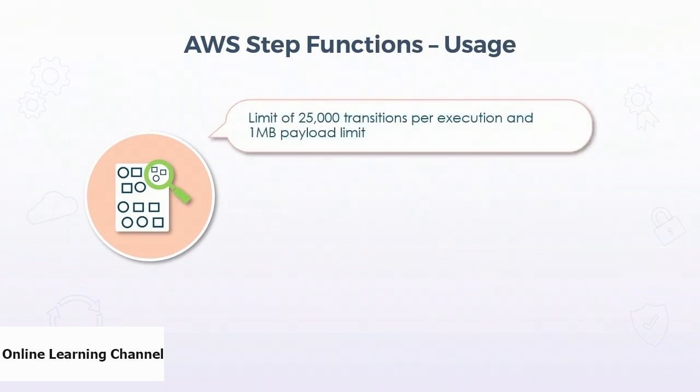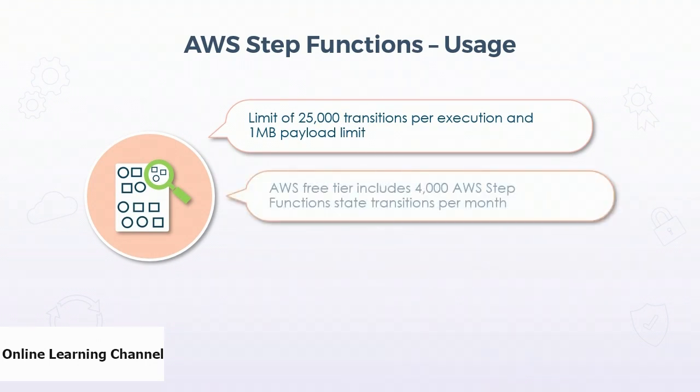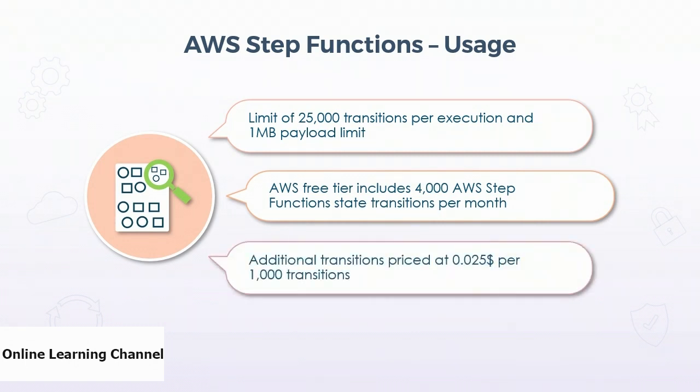Now, let us look at some of the limits associated with AWS Step Functions. AWS Step Functions has a limit of 25,000 transitions in a single execution and a payload limit of 1 MB. The free tier, however, includes 4,000 state transitions per month. If they are exceeded, they are priced at $0.025 per 1,000 state transitions. Please note that these are the prices at the time of the recording. Given the dynamic nature of pricing, these could be dated even next week.